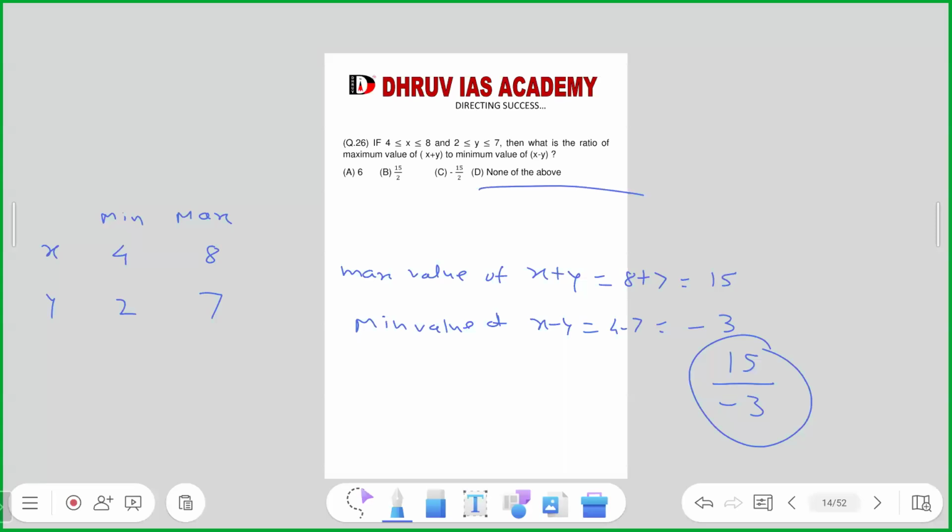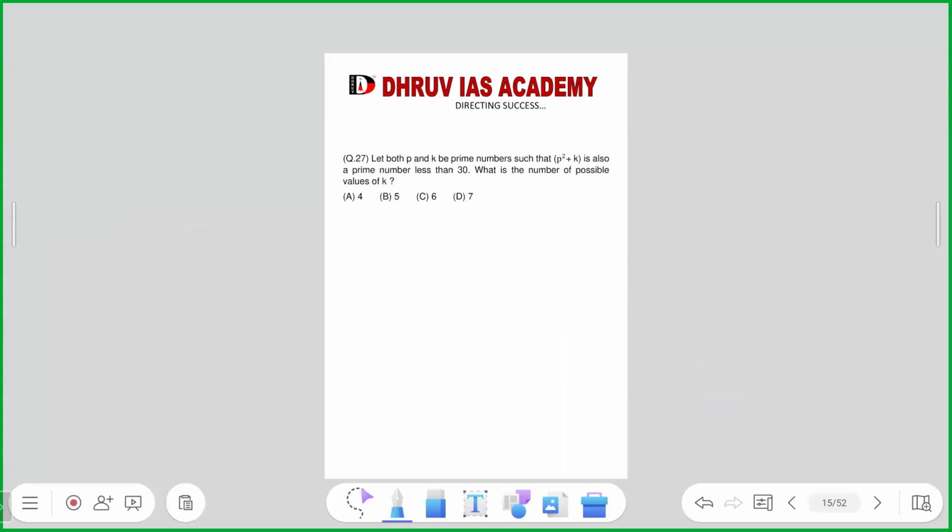See, while taking maximum value, we are adding maximum values here. But for finding out minimum value, we are taking the minimum value of x and maximum value of y, because there is no other condition that the difference should be positive or negative, etc. So it can be this minus 3 also. So none of the above is the option. Okay. Now let us move on to the next one.